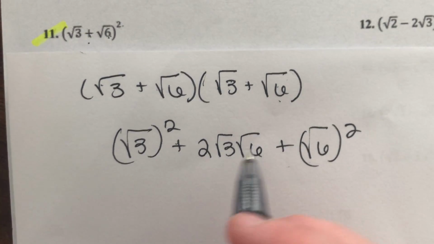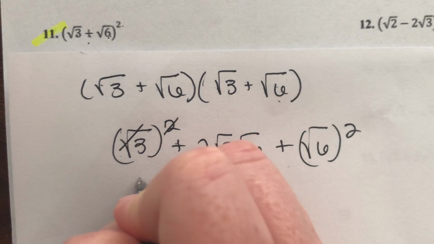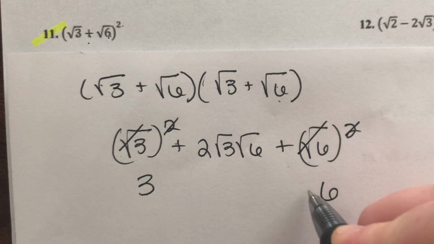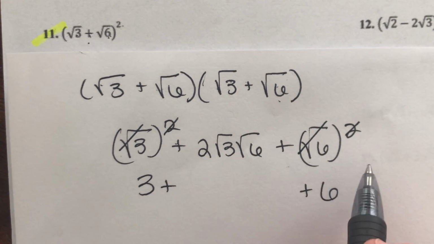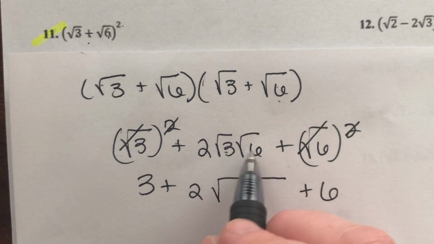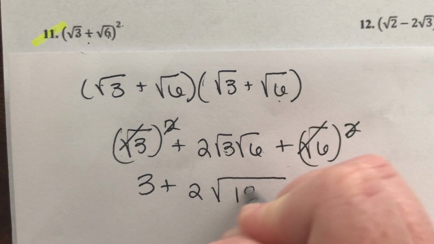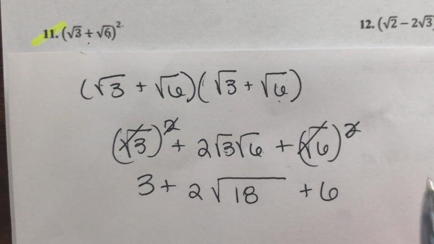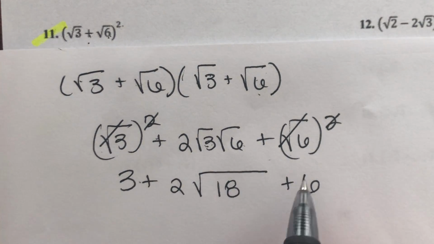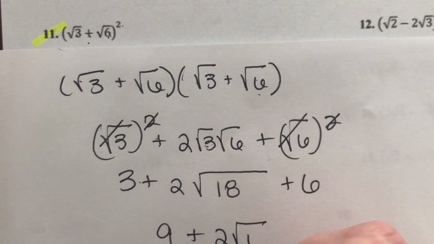All right, so now I want to simplify. Square root of 3 squared, the squared and the square root cancel each other out. So I got 3. At the end, same thing here. This cancels with this, and I got a 6. In the middle, I've got 2 times the square root of, and then I can multiply 6 and 3 together under the same radical. So 6 times 3 is 18. Okay, so I want to keep going. Can I combine anything right now? Yeah, I can combine the 3 and the 6, right? So that's 9 plus 2 square root of 18.